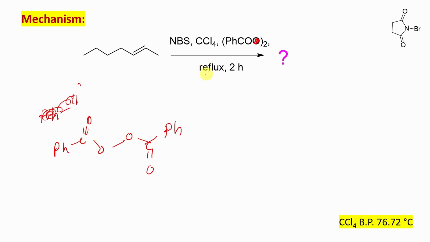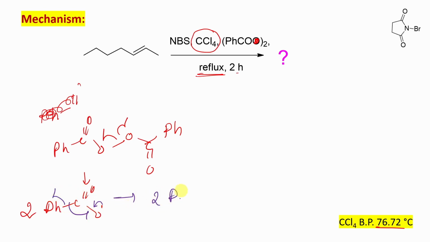What it does is undergo homolytic fission under refluxing conditions. Reflux means boiling at a slightly higher temperature than the boiling point of the solvent carbon tetrachloride, and the boiling point of CCl4 is 76.72 degrees, so you can expect 85 or 90 degrees. The reaction time is 2 hours. Under heating, this bond breaks homolytically, resulting in PhC(=O)O radicals. Then this bond breaks, one electron goes here, one goes here, and it produces 2 molecules of phenyl radical plus 2 molecules of carbon dioxide gas. Fine, no issue. So the radical is generated by dibenzoyl peroxide.